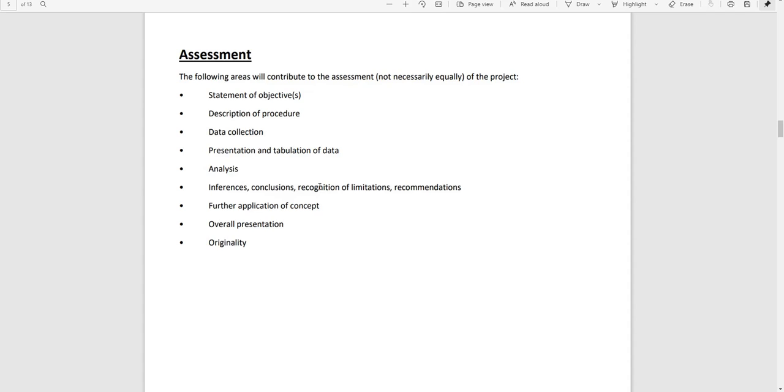Inferences, conclusions, recognitions of limitations, recommendations. So basically, based upon your data, what do you think? Like, what have you found? Tell me about it. Basically, if I was only going to read a conclusion, that needs to explain everything that happened. And this is the important stuff. And then if I really want to, I can go back and have a look at your data and go, oh, really cool, this is nicely done.